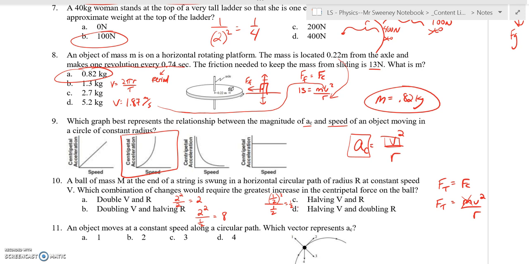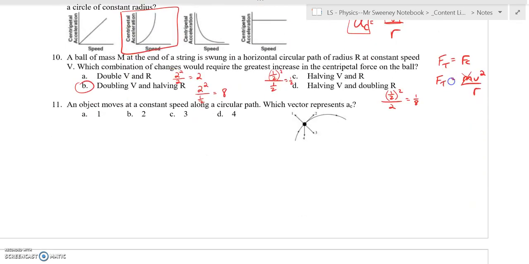And for choice D, halve the v, so 1/2 squared, and double the radius, now you got 1/4 divided by 2, which is 1/8. So which of these options increases this tension the most? Choice B. Number 11, an object moves at a constant speed in a circular path. Which vector represents a centripetal acceleration? That is always pointed towards the center of the circle. That is choice 3.